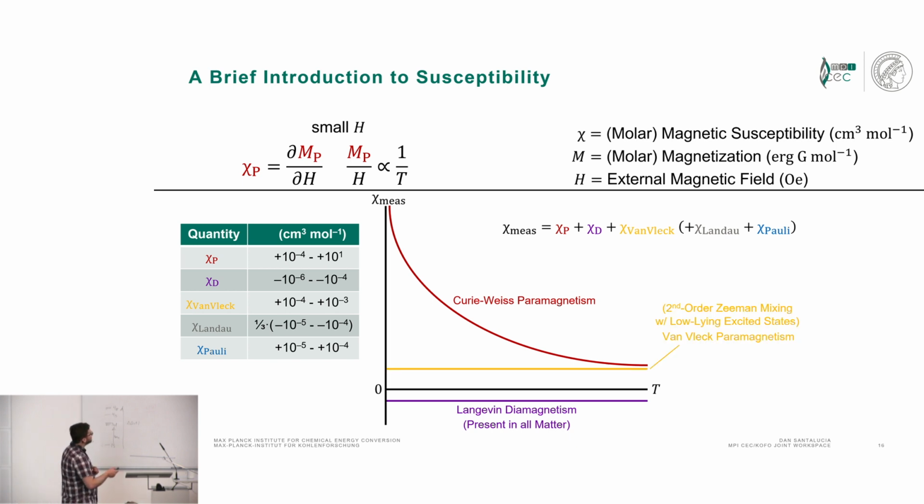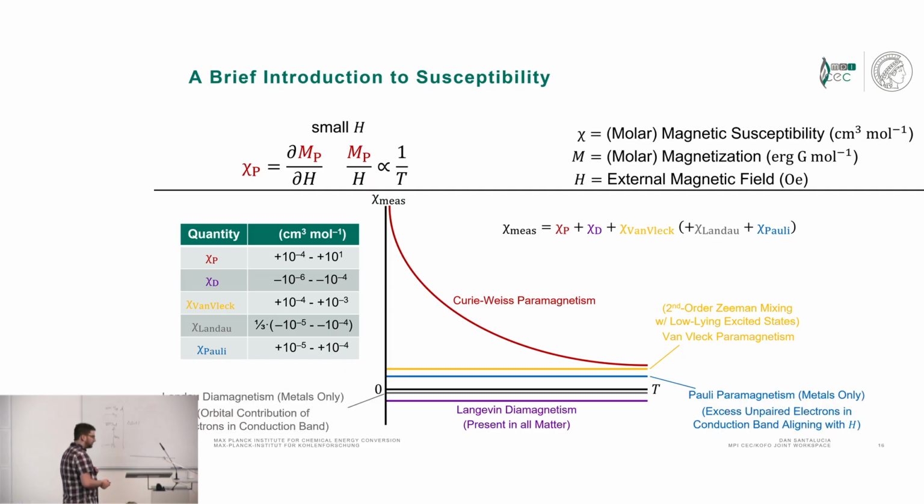Now, it gets quite a bit more complicated, and I don't want to get too much into the weeds here, but essentially you have what's called Van Vleck paramagnetism. This is a temperature-independent paramagnetic term, which comes from second-order Zeeman mixing with low-lying excited states. So if you have excited states that are relatively low in energy, you'll have more of this term contributing. And that's an energy range that's typically a little bit stronger than diamagnetism.